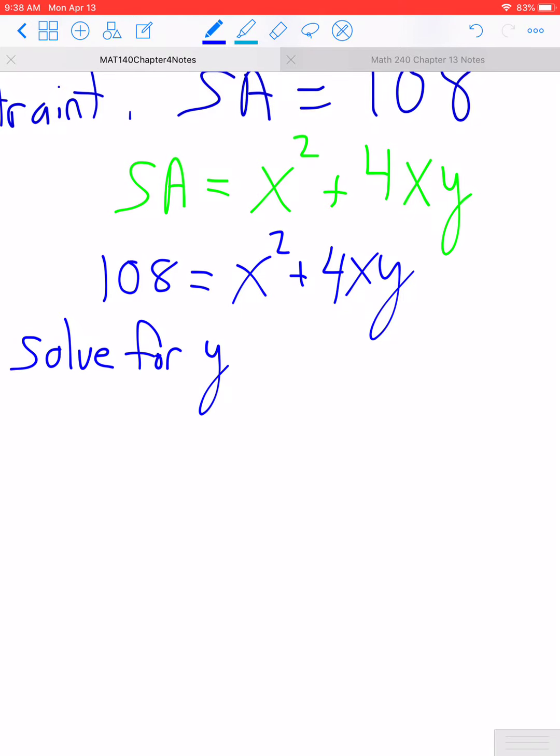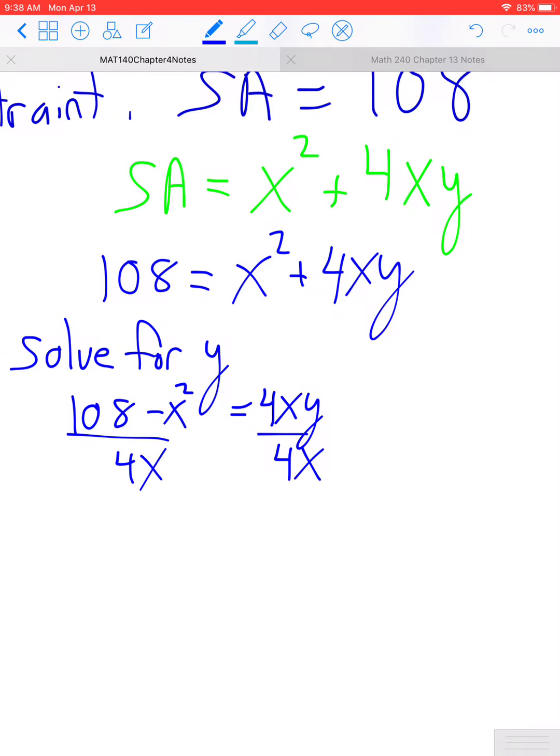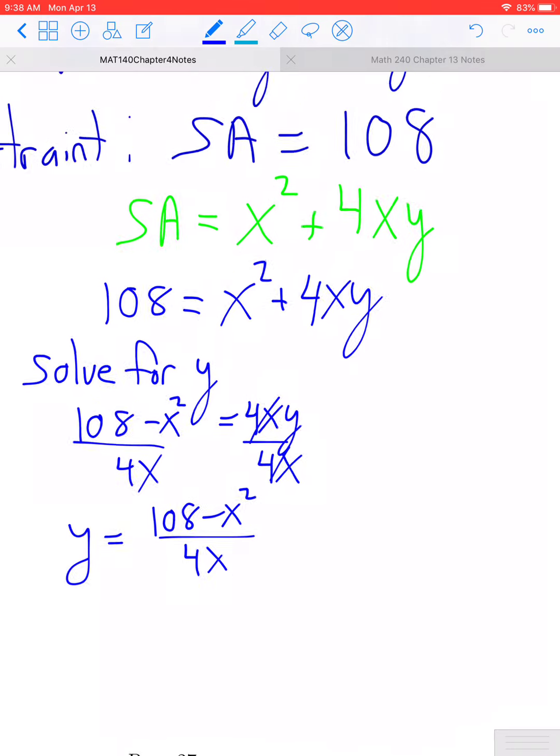And I would do so by doing the following. Just subtract x squared from both sides. We would have 108 minus x squared equals 4xy. And then divide everything by 4x. We would see that y is equal to (108 minus x squared) divided by 4x. And now what we can do is use this expression for y to substitute it into our objective function.